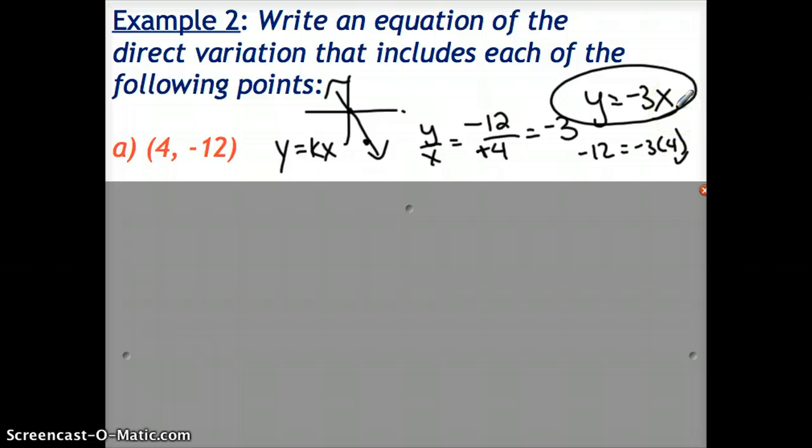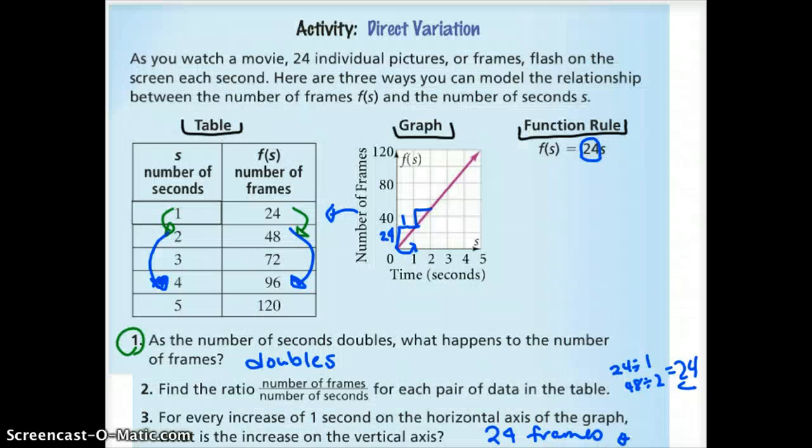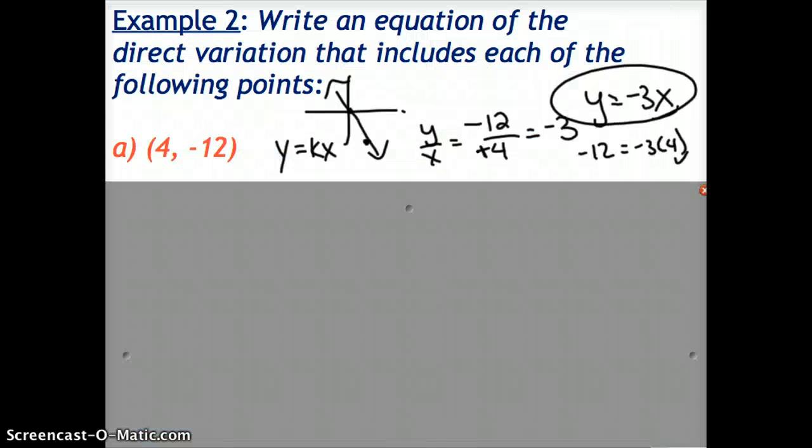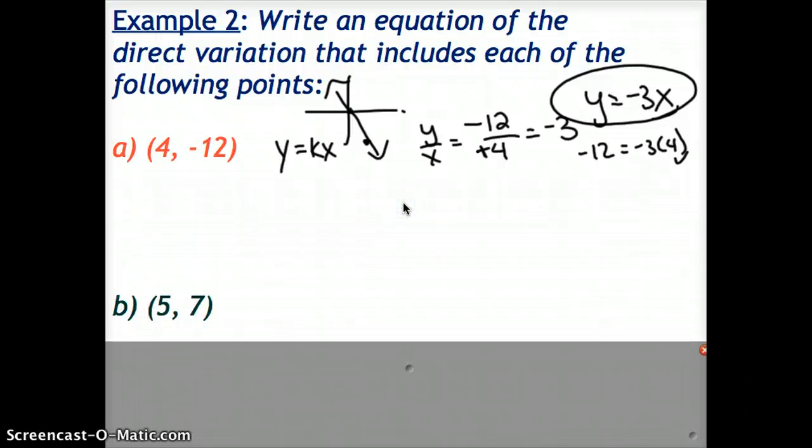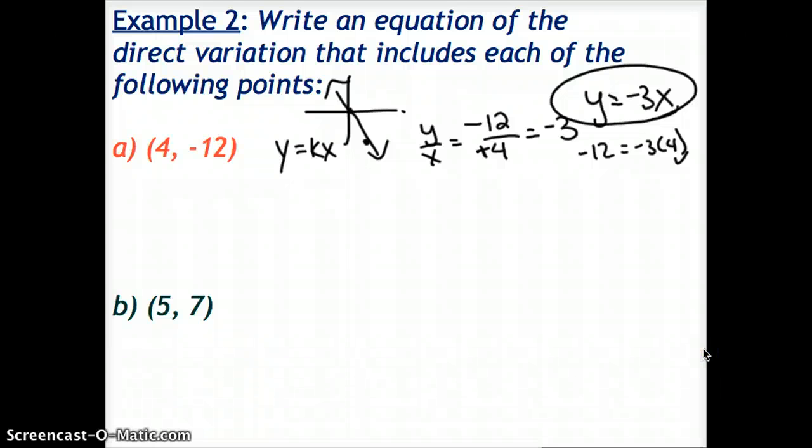So all you're trying to do to find the constant of variation, just like we did in that original rate table back in the first slide, all I did is divide my y by my x value, and that gave me my constant of variation. So when I'm looking here, I just did negative 12 divided by 4. That gave me negative 3. That's my constant.